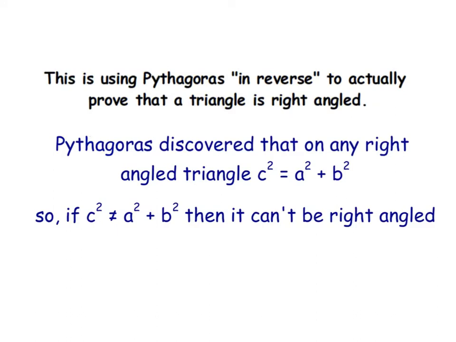So, as I've already said, Converse of Pythagoras is using Pythagoras in reverse to actually prove that a triangle is right angled or disprove that. So, take you back to basics. Pythagoras discovered that on any right angled triangle, c squared equals a squared plus b squared. So the hypotenuse squared was equal to the sum of each of the other two sides squared. So if the longest side squared is not equal to the shorter sides squared and added, then it clearly can't be right angled. And that's what this thing here is.